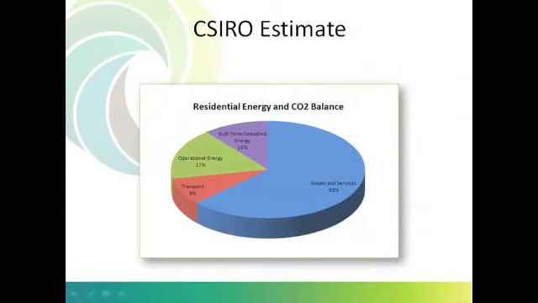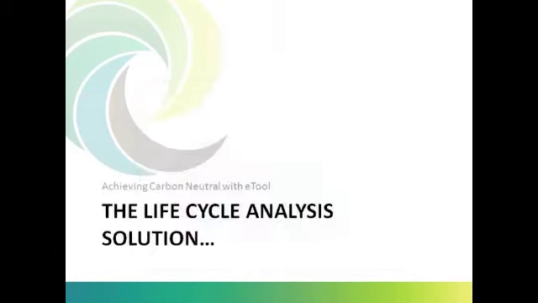The above statistics are supported by CSIRO research. They estimate that 11% of total Australian emissions relate to the embodied energy of residential buildings alone, and 17% of carbon emissions relate to the operational energy of residential buildings. Let's take a look at a case study. We will detail the results of a life cycle analysis for a carbon neutral building.